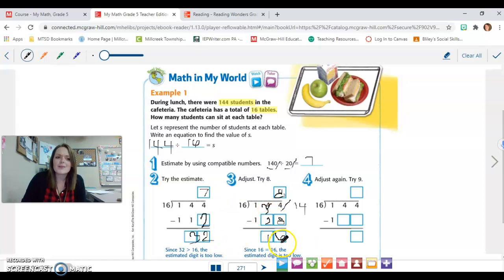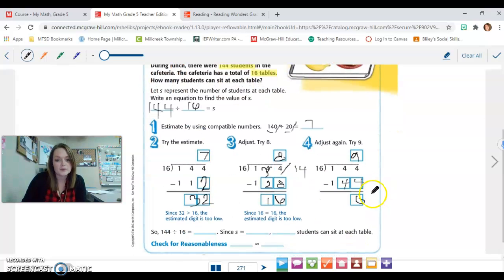16 can go into 16, so I think I need to go up one more time. So let's adjust it again. Let's try a 9. 9 times 16 gives me 144. 4 minus 4 gives me 0. I have no remainders. 16 cannot go into 0. 9 is our complete problem.